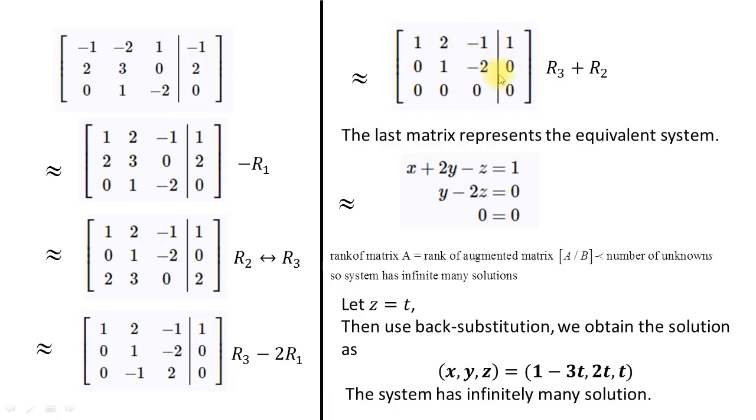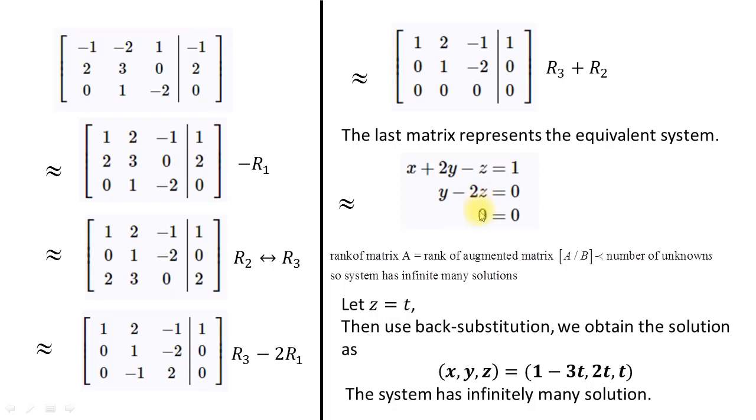And there are 3 unknowns. So using this statement, the rank of matrix A is equal to the rank of the augmented matrix but less than the number of unknowns. So at this stage, this system has infinitely many solutions. In the second equation we have 2 unknowns, so take one variable free. Suppose z is equal to t, where t is any real number.